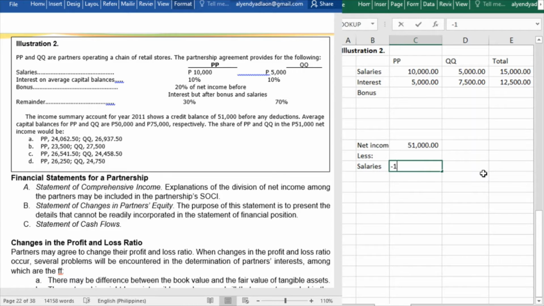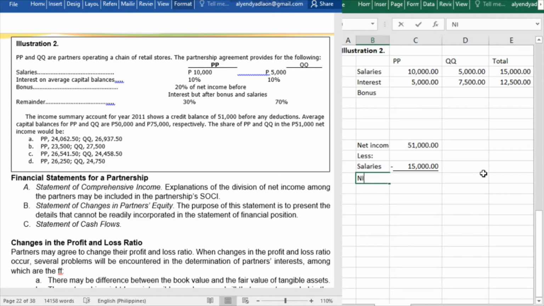Now take note that there may be times that the agreement will say after salaries of PP only. In that case, you are only to deduct 10,000 pesos. But in this problem, there's no statement as to which salary is to be deducted. It only states generally that after bonus and salary, so that means it is the salary of them both.